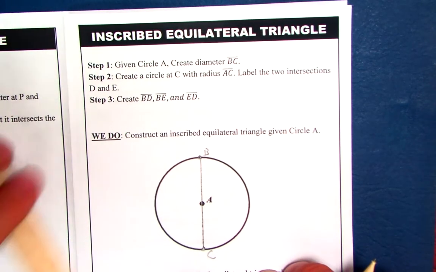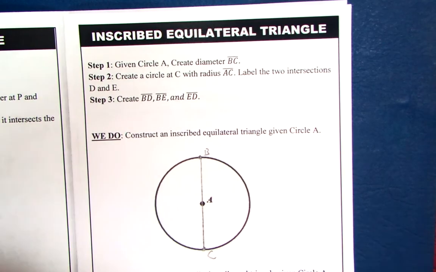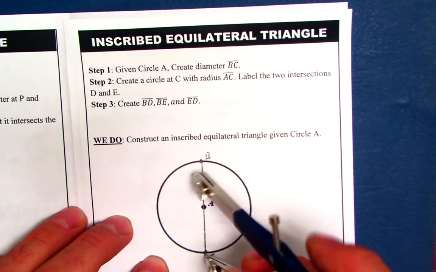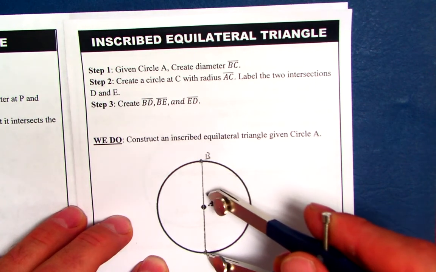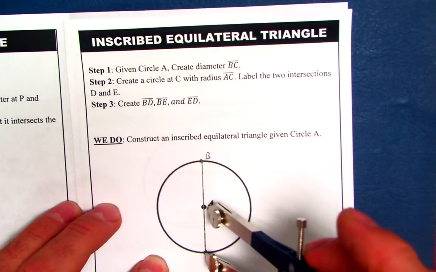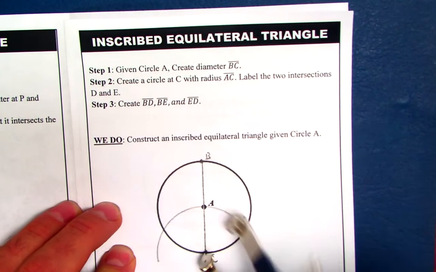Step two is to create a circle at C with radius AC. So we're going to take the radius of the original circle, circle A. Now it says to create a circle, but we don't actually need to create a full circle. We're just going to make one big arc like that.